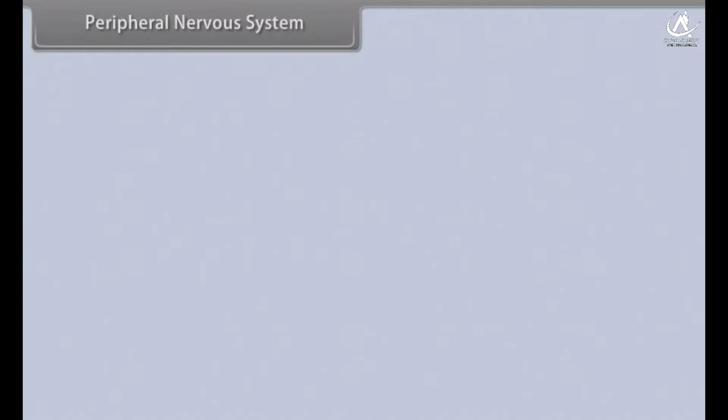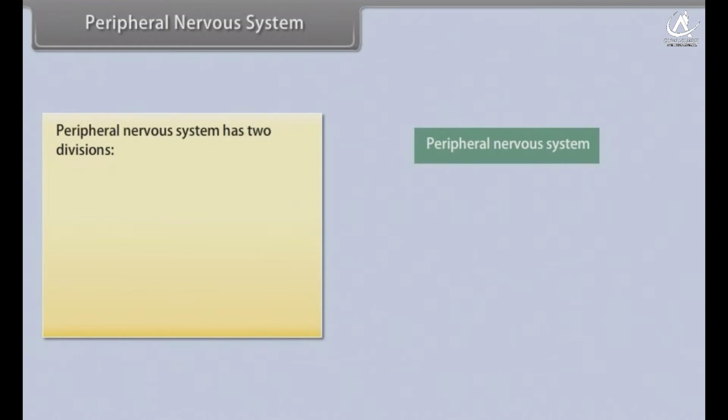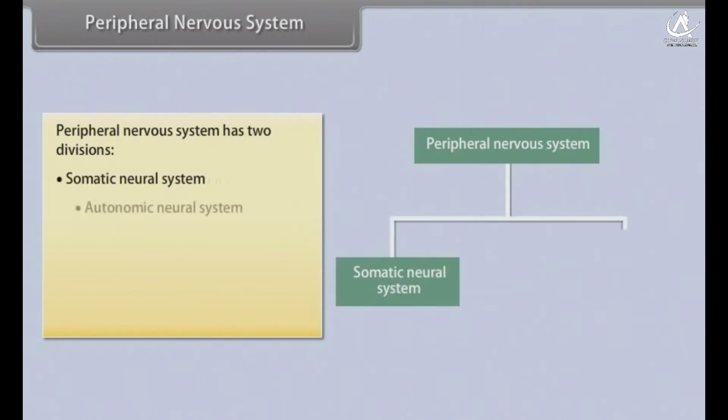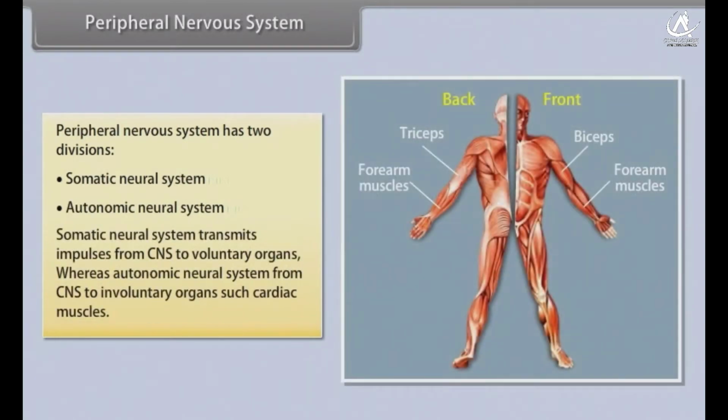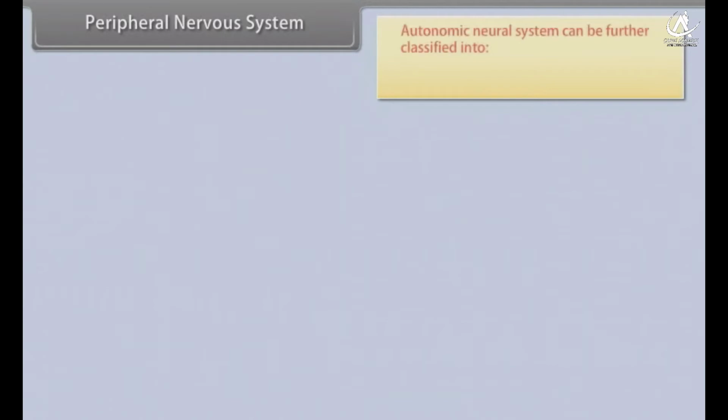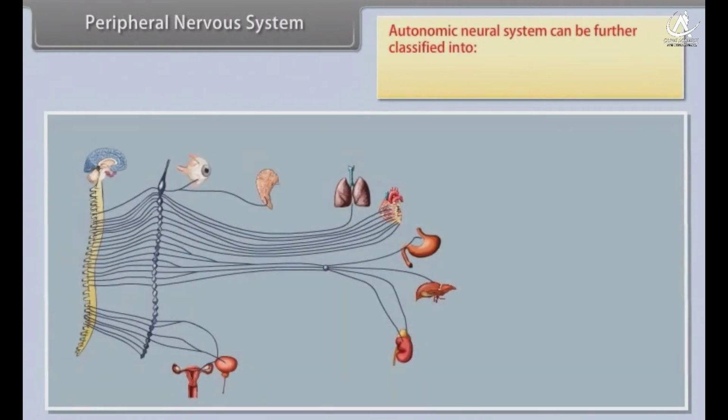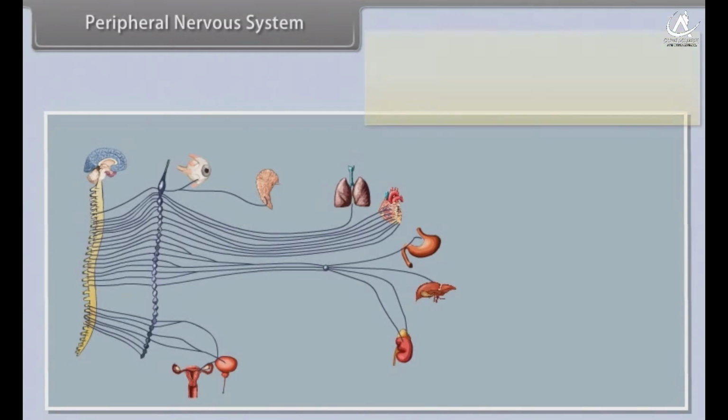Peripheral nervous system. The peripheral nervous system has two divisions, that are the somatic neural system and the autonomic neural system. The somatic neural system transmits impulses from the CNS to voluntary organs, whereas the autonomic neural system transmits from the CNS to involuntary organs such as cardiac muscles. The autonomic neural system can be further classified into parasympathetic neural system and sympathetic neural system.